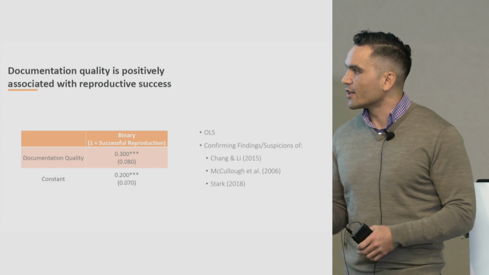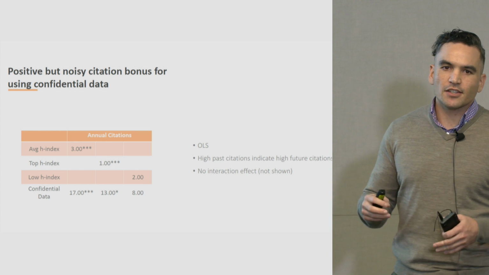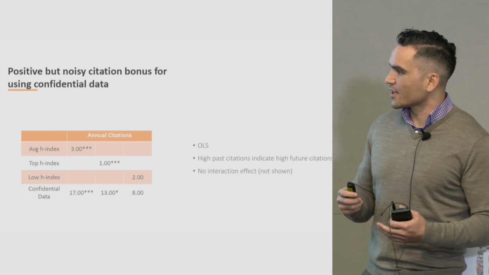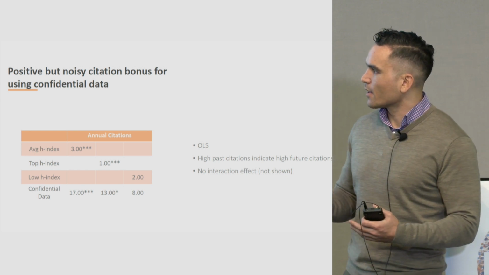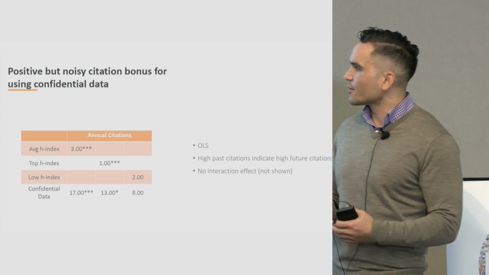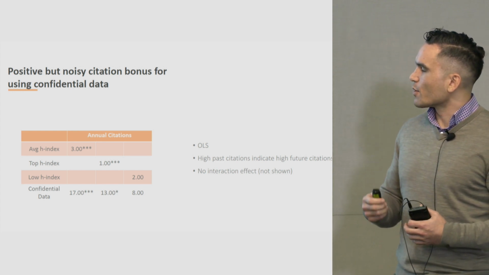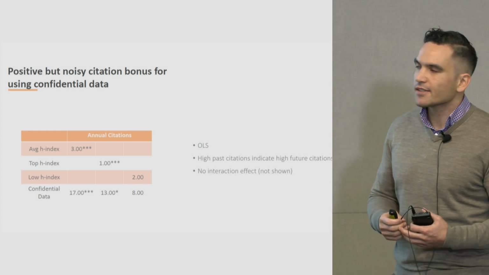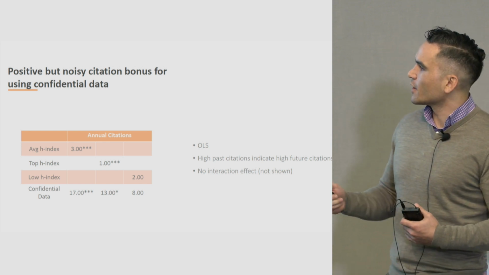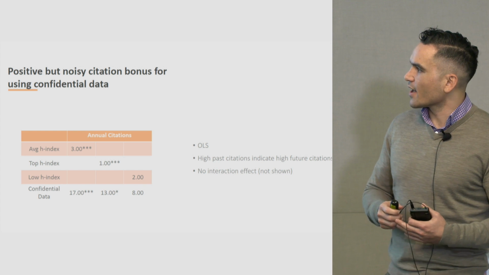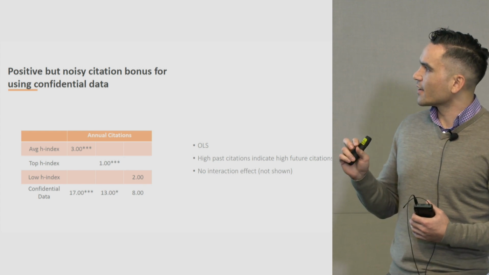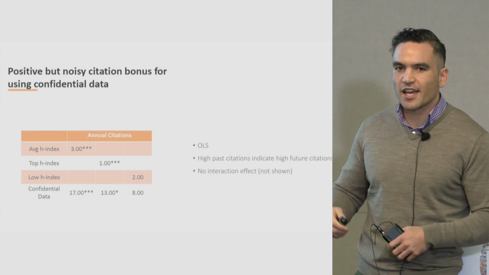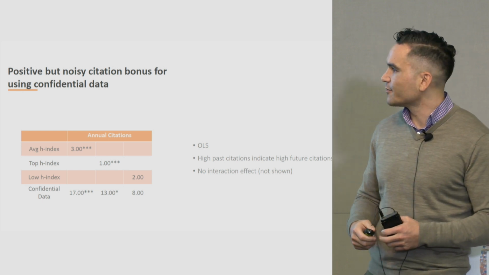We also downloaded a bunch of citation and author statistics for these articles, which allowed us to look at relationships to do with replication and the subsequent performance of these papers in terms of citations. One thing we found is that there is a kind of citation bonus for using confidential data. So those papers that use confidential data were more likely to be cited.